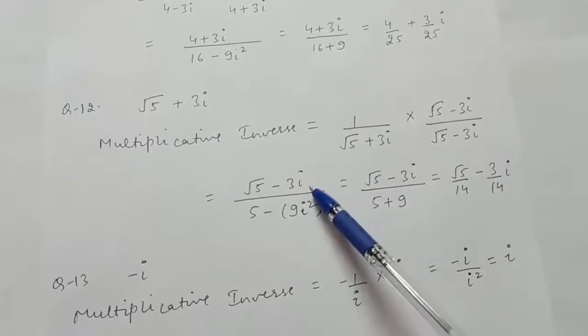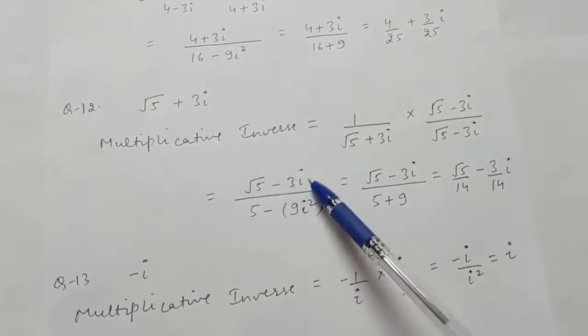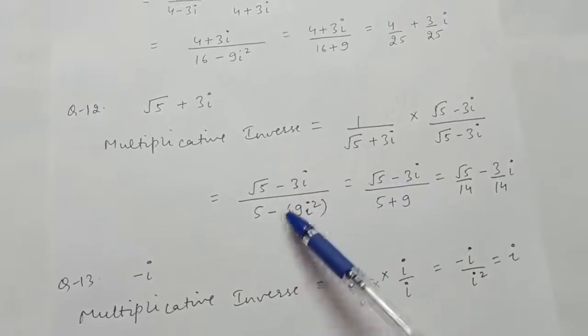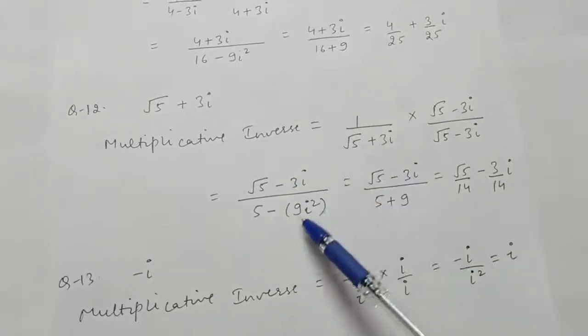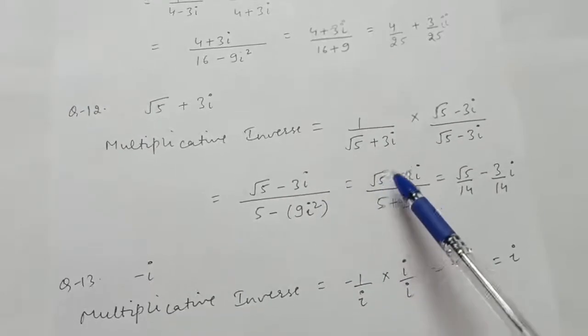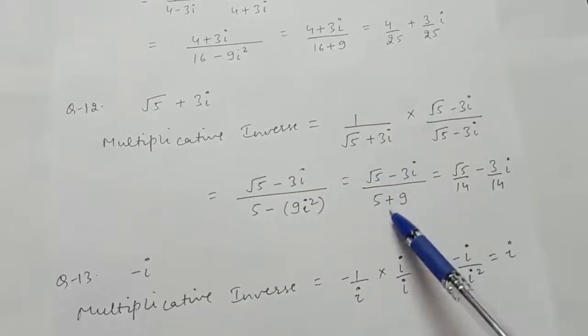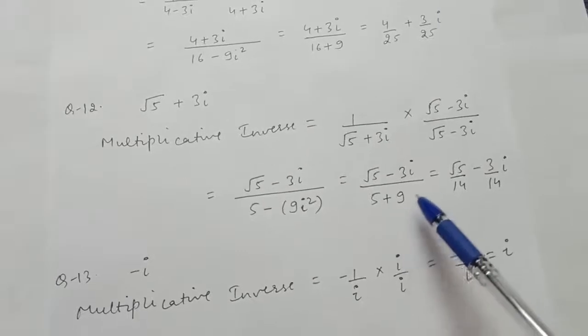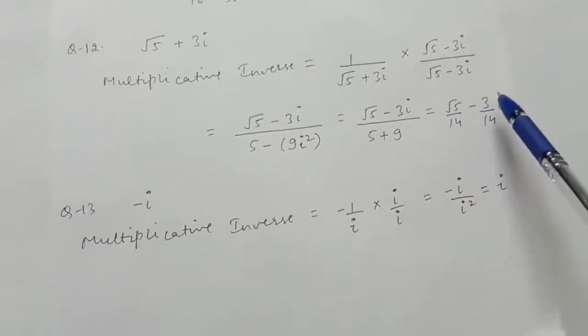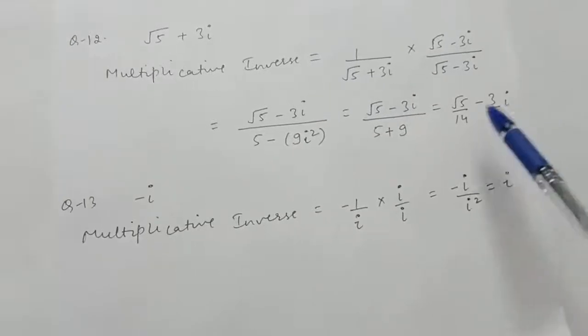So you will get root 5 minus 3 iota upon root 5 square, that is 5, minus 3 iota square, which is 9 iota square. Now root 5 minus 3 iota upon 5 plus 9. So you will get root 5 upon 14 minus 3 by 14 iota, right?